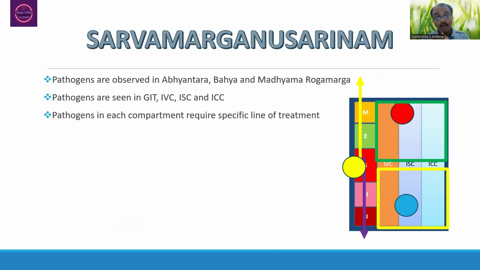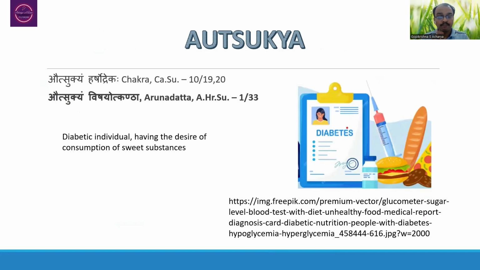But what about Bahya Roga Marga as well as Madhyama Roga Marga? That is difficult here. For that, you have to give further treatment so that the pathogens present in the Bahya Roga Marga and in the Madhyama Roga Marga are brought to the Abhyantara Roga Marga, and later they have to be eliminated. This is one of the very difficult things that can be present here.